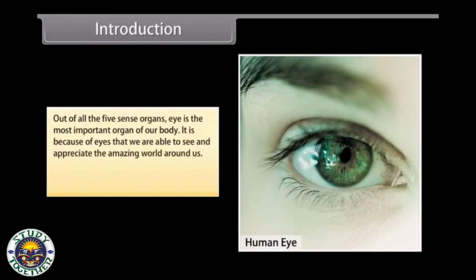Out of all the 5 sense organs, the eye is the most important organ of our body. It is because of eyes that we are able to see and appreciate the amazing world around us. Our eyes make us see the colors of the world.